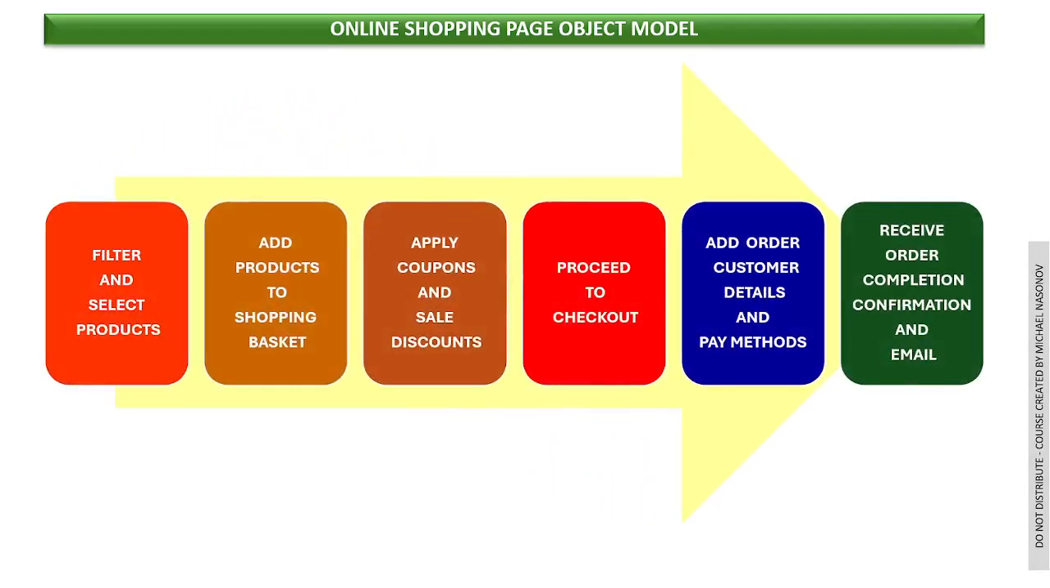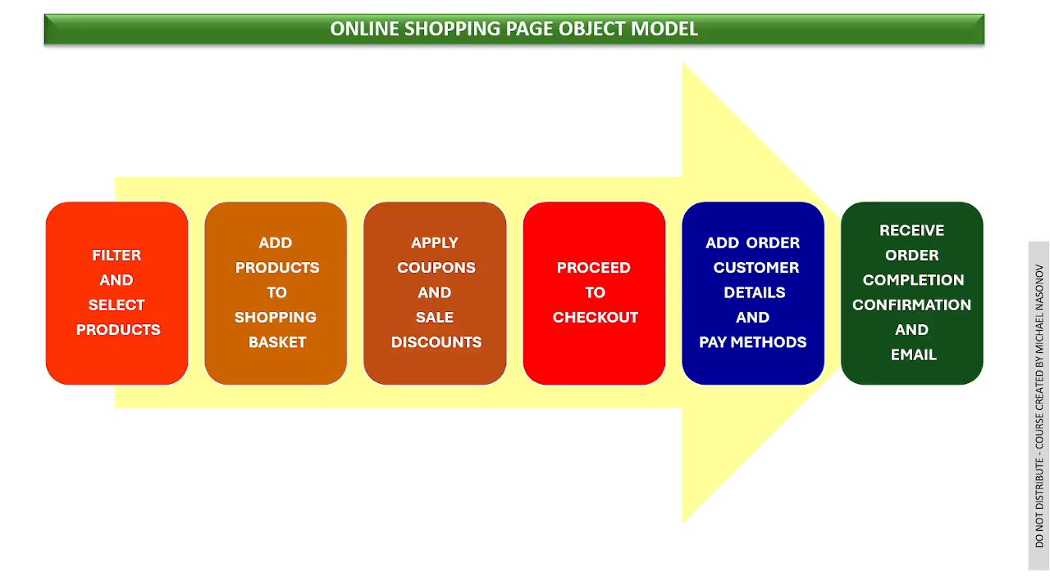Let's take a look at two typical cases for our page object model approach application. For example, e-commerce, online shopping. There could be separate pages. On one page, you filter and select products. You add a product to the shopping basket. You go to another page, where you might apply coupons and sale discounts. Then obviously you proceed to checkout, which is a separate page, the checkout page.